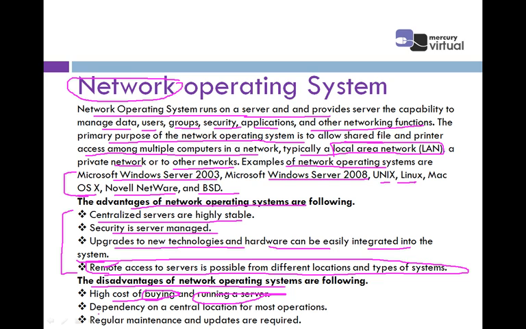Then another point says dependency on a central location for most operations. If I'm using the system, you are fully dependent on my system. If my system hangs, if there are some technical issues, you are sitting idle. So dependency is the main limitation of the network operating system. Right. Last point says regular maintenance and updates are required. Means some regular maintenance is required in the network operating system, like you have to update it, you have to upgrade it, right? That is regular maintenance and updates.